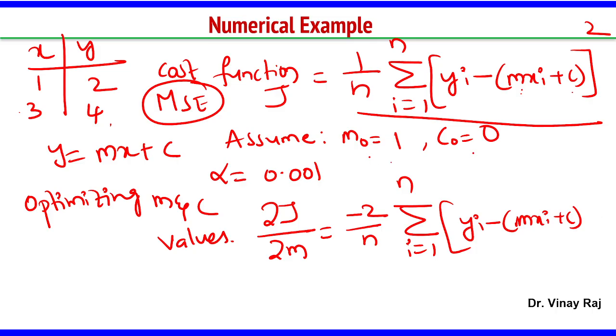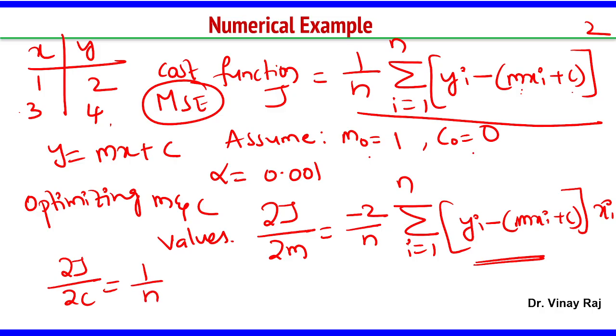this function into xi. This is my partial derivative with respect to m. Again, now find out the derivative with respect to c, dou J by dou c. How to find out the partial derivative?